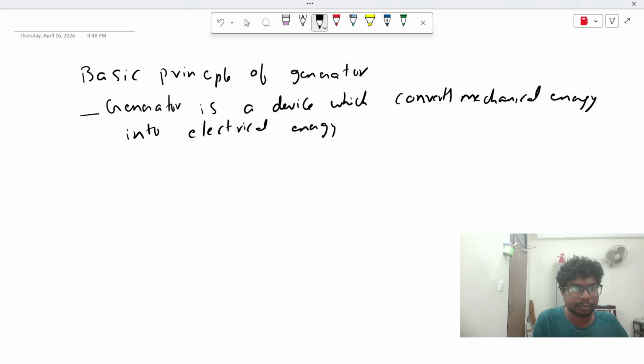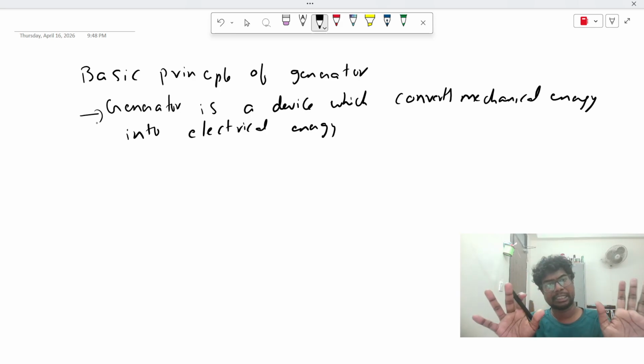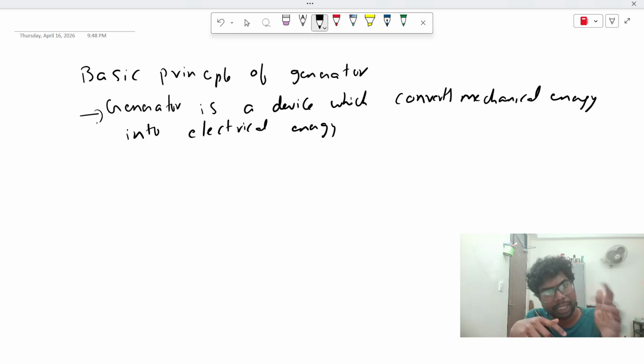Okay? Some students have confusion: mechanical to electrical or electrical to mechanical. Simple. Suppose you went to a function. At that function, definitely a generator will be there. It will make some sounds like that.